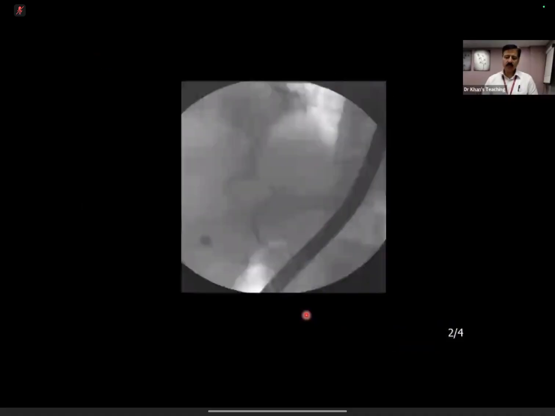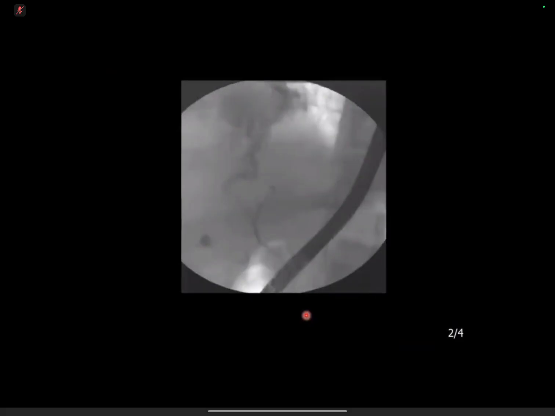Once you get the diagnosis, then you have to image it. And for imaging, what is this? What procedure has been done? Candidate 3? Yeah, ERCP has been done. And leakage or no leakage? There is leakage. Right.